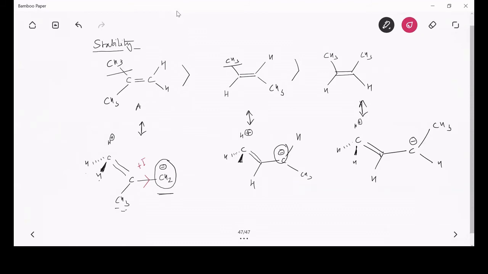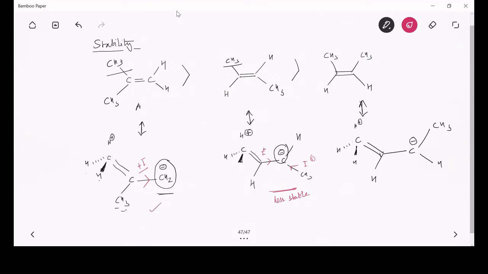Now here we have only one plus I effect. So of course it will be a little bit unstable, but less unstable compared to this one, because in this case we have two alkyl groups. So 2 plus I effects will be acting on the same negative charge, which means this one will be less stable. This carbanion will be less stable compared to this one.